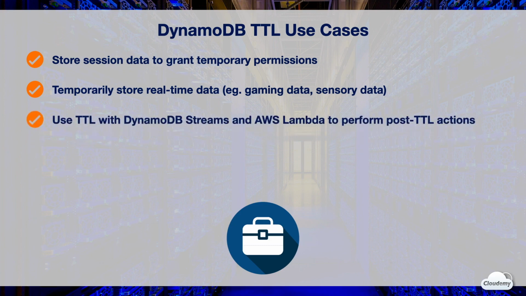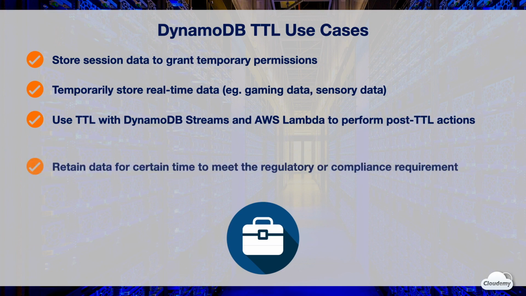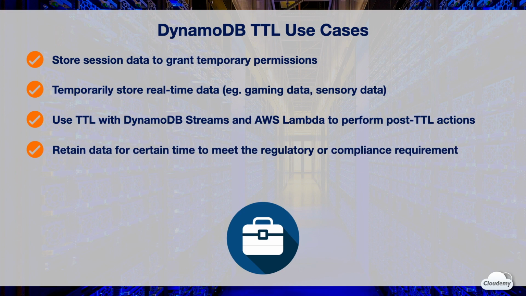You can use TTL with DynamoDB streams and Lambda functions to perform some post-TTL actions, such as archive expired items to S3, or email customers when their credit cards have expired. You can use TTL to retain data for a certain amount of time, for regulatory or compliance requirements. For example, financial providers are required to keep transactional data for 7 years. You can use TTL to store data for 7 years, and automatically remove them after the expiration.